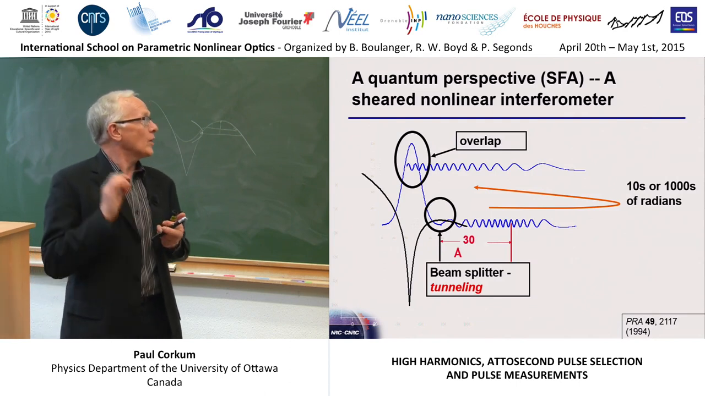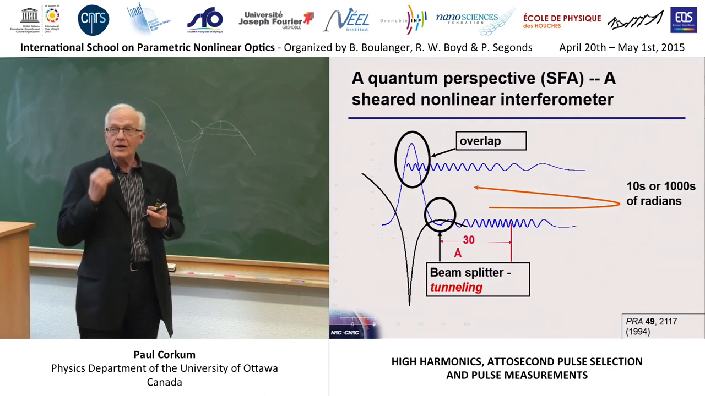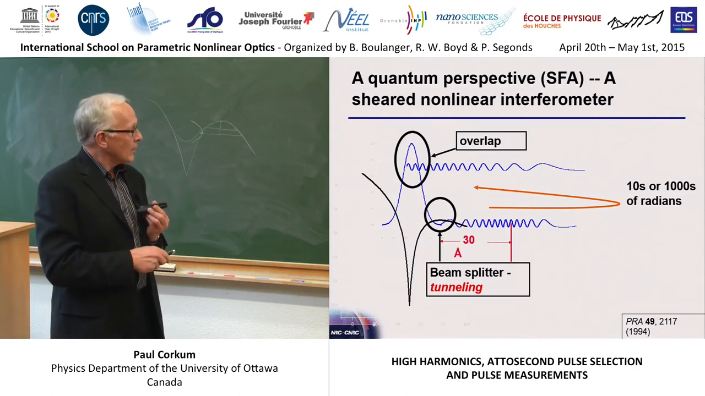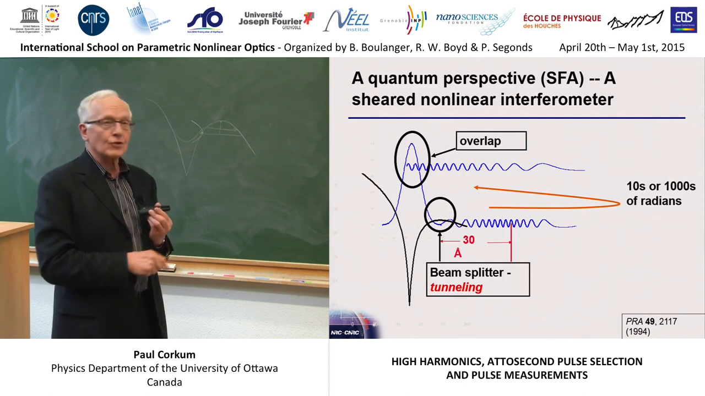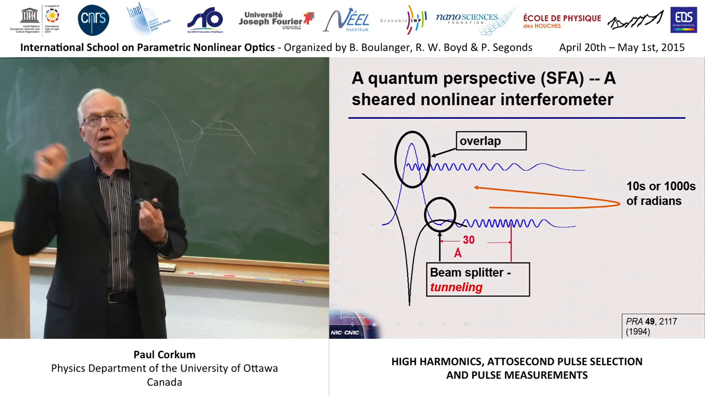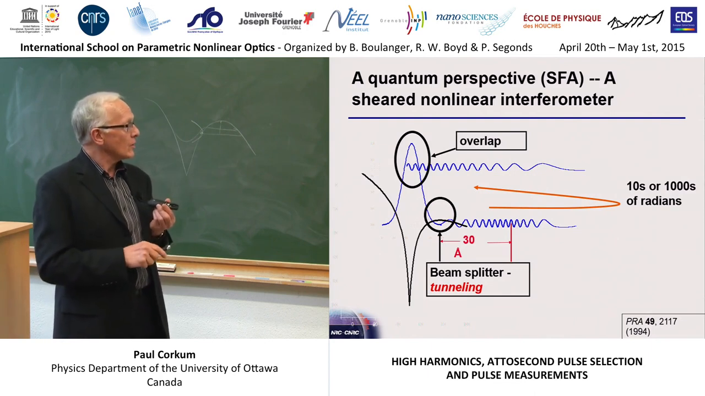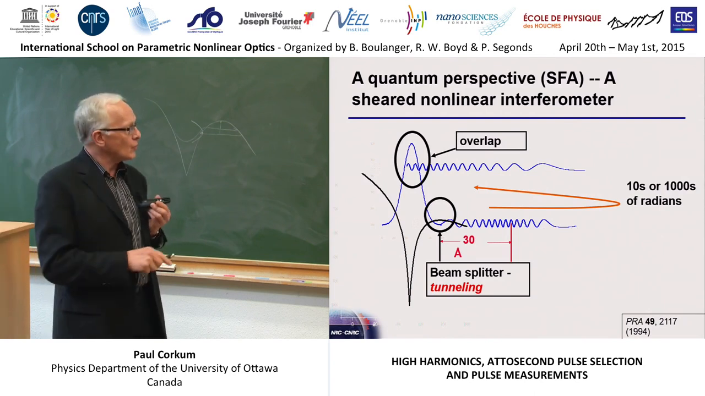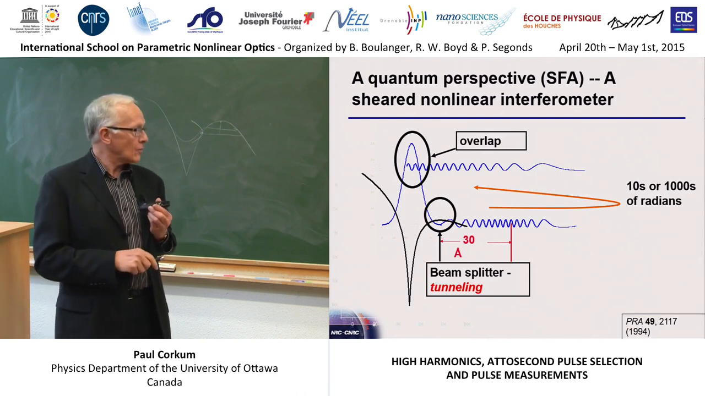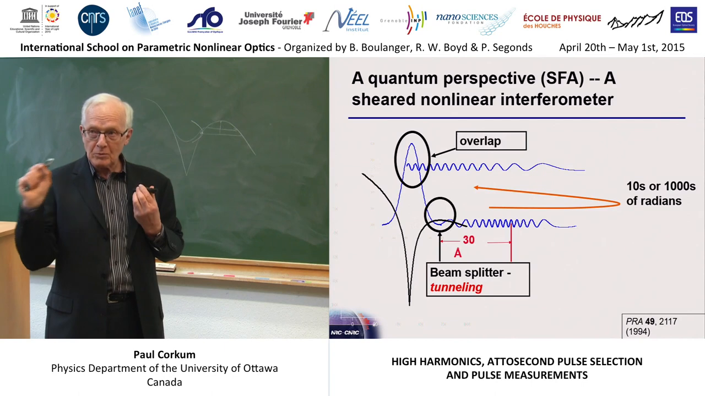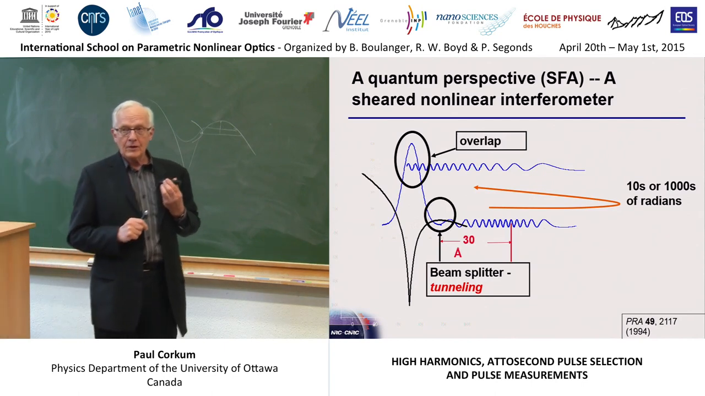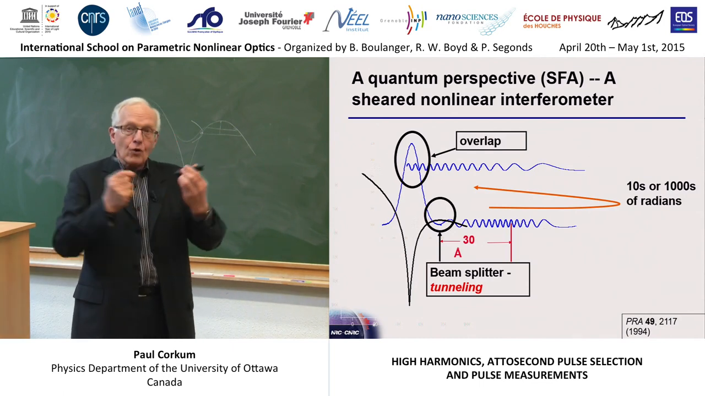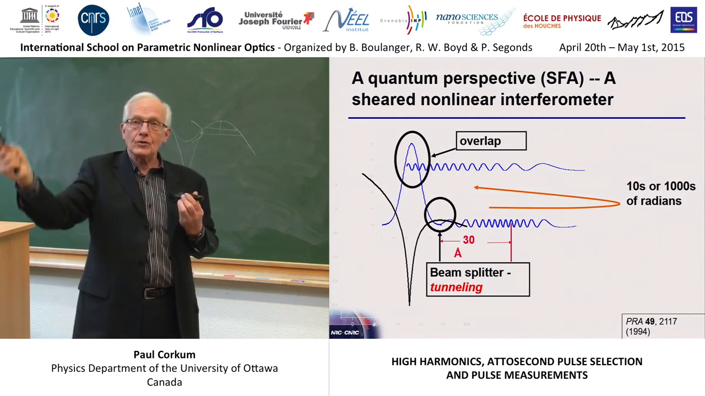So here's a quantum mechanical perspective on how this process works. Let me talk it through, just like I did the classical one. I have an electron, which is now not a classical particle, but a wave function. Think a hydrogen atom for now. A wave function trapped in a Coulomb potential. The Coulomb potential is in the presence of a field, which tips it, and the electron is free to tunnel from the atom. Tunneling is the beam splitter, as I introduced before. The electron that tunnels through is not a classical electron, it's a wave packet. It tunnels over a range of time near when the peak of the field occurs.